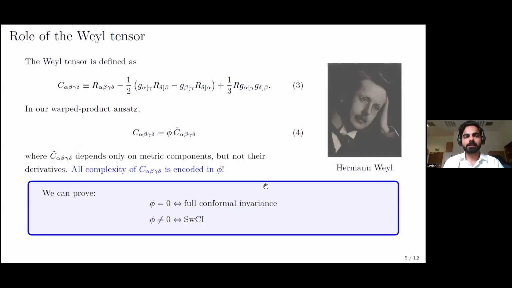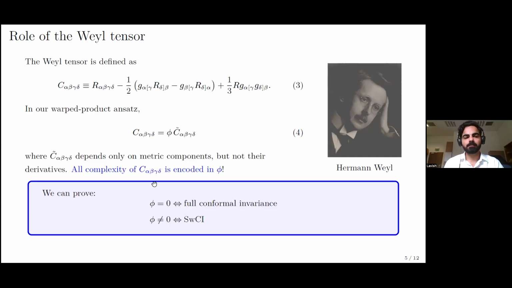One crucial aspect that played an important role in our analysis was the Weyl tensor. The Weyl tensor is actually the trace-free part of the Riemann tensor. And for our warped product metric ansatz, we found that the Weyl tensor simplifies a lot, and it becomes a scalar function multiplied by a reduced Weyl tensor. This reduced Weyl tensor is trivial in the sense that it only contains the metric components, and all the non-trivialness, such as the metric derivatives, goes into the scalar phi.